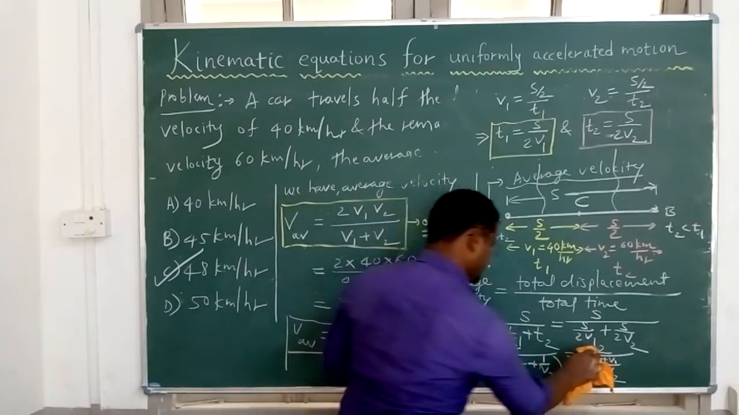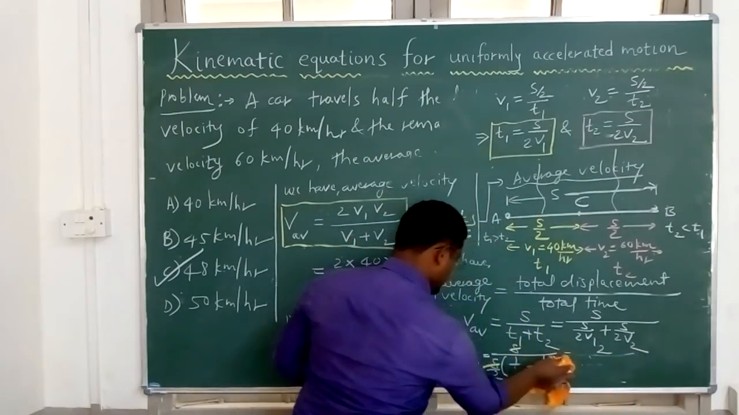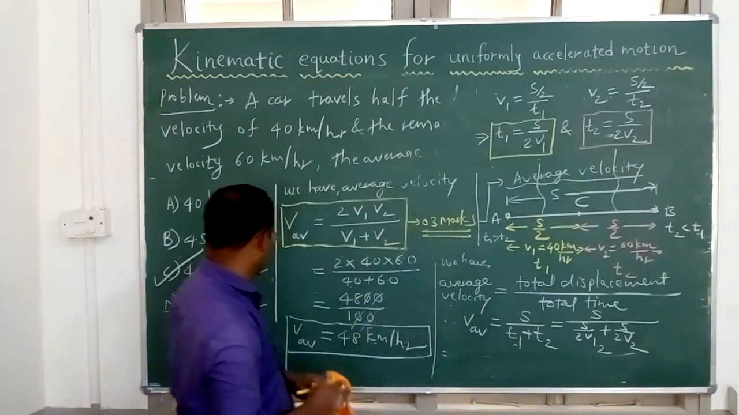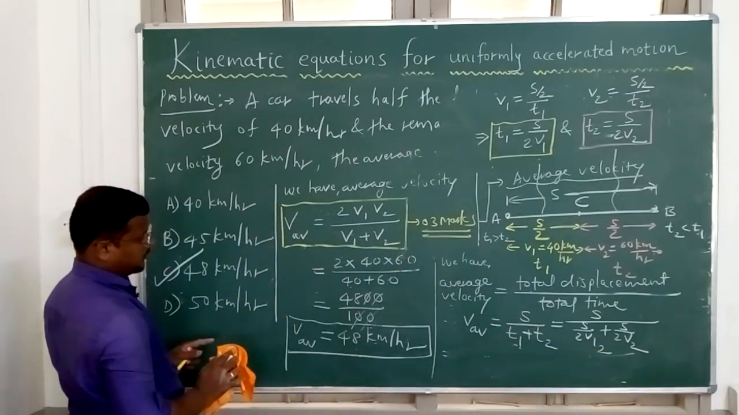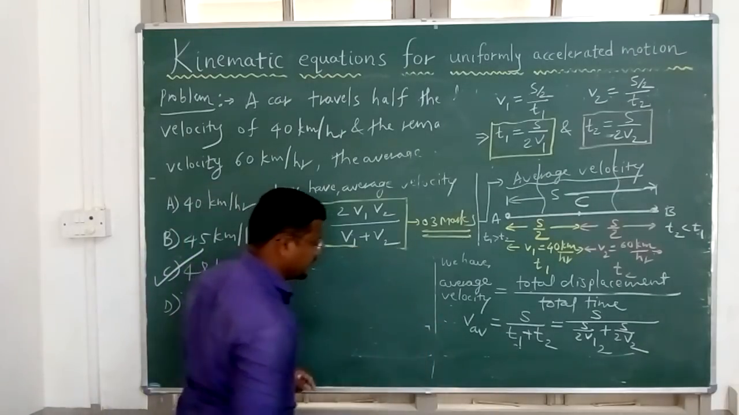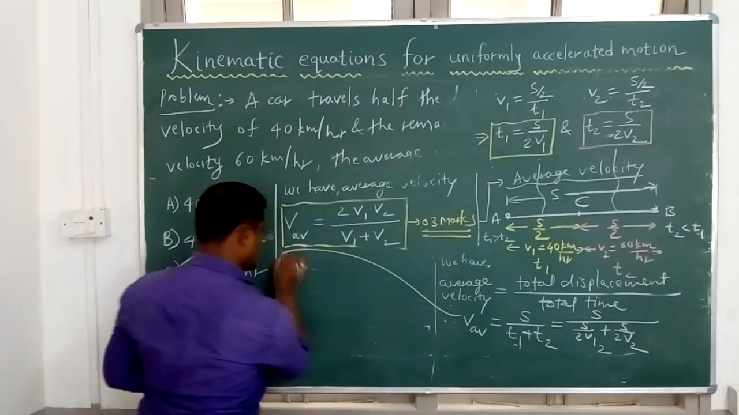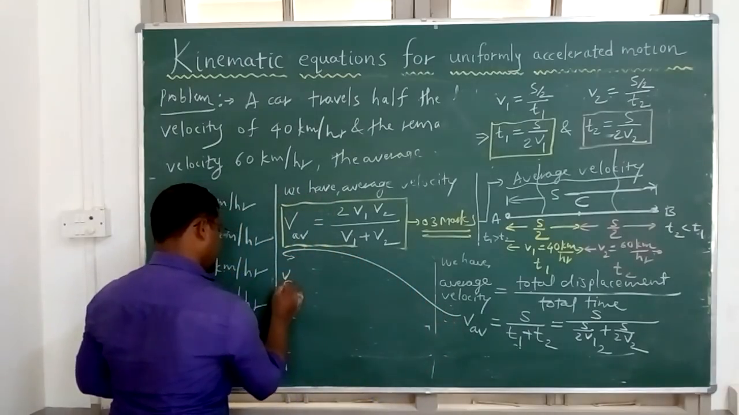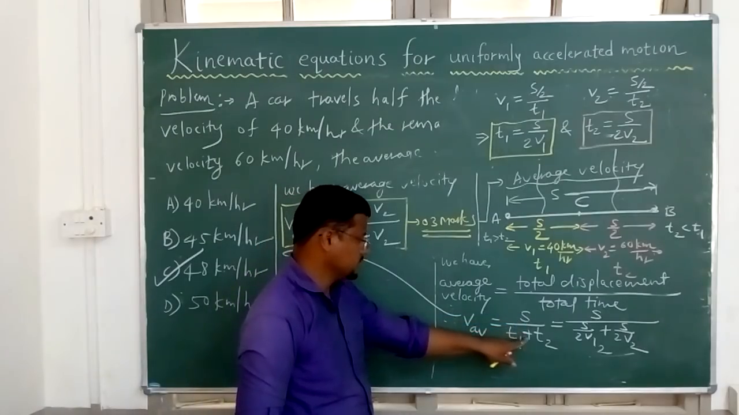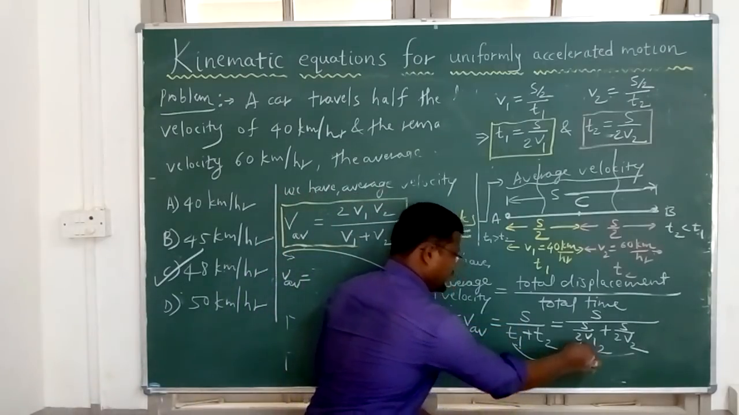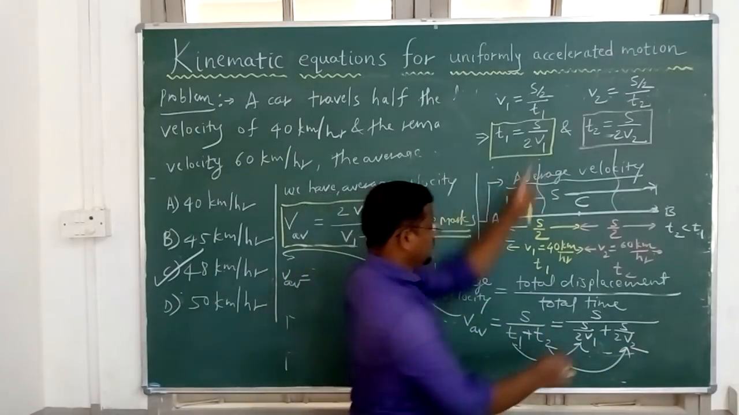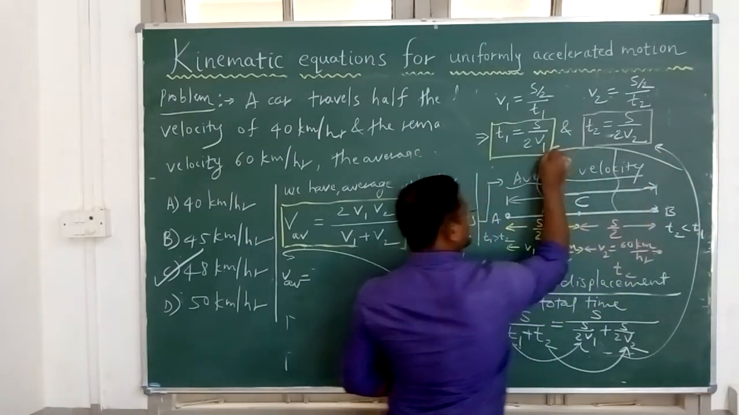I have less space available here, so I will write these steps at some other place. This already we have solved, so I will clean this, and continue here. V average is equal to, I hope this step is correct, S by T1 plus T2. What is T1? S by 2 V1. What is T2? S by 2 V2. Why? For that you can go by these two.